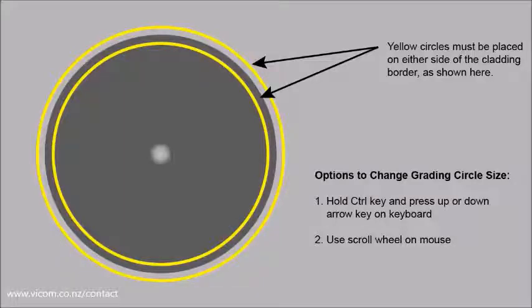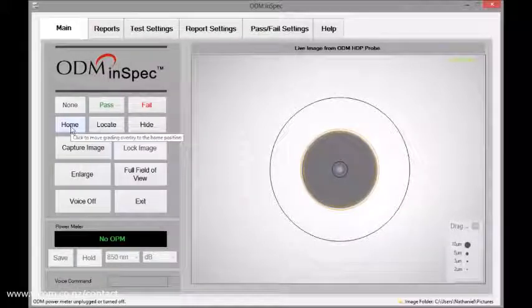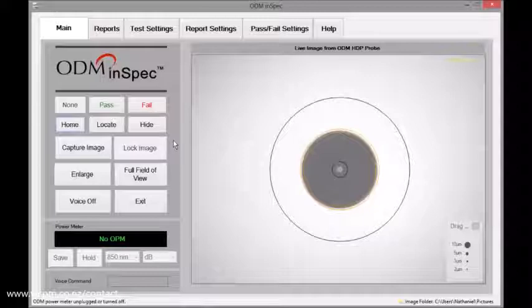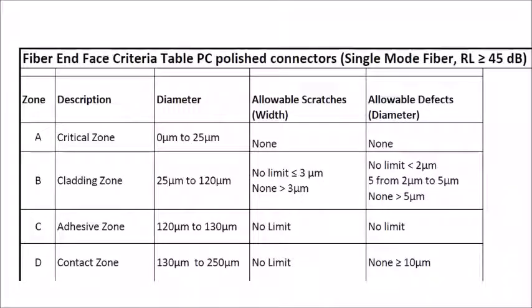The circles must be placed so that the 2 yellow circles are on either side of the border of the fiber cladding. If the small Drag Here box is not visible, click the Home button to place it in the bottom right corner of the fiber end face image. This semi-transparent box contains sample defects which can be compared to a table containing specifications for the amount of debris allowable within each zone on the fiber end face. These specification tables can be found in ODM's build-specific user guides or in the Inspect software under the Help tab. Simply select a zone definition template and click Open to bring it up.